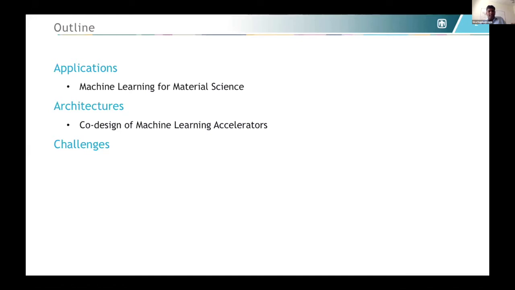The second topic that I would cover in the second half of the talk is on machine learning architectures and machine learning accelerators that are coming up quite fast, and how to co-design algorithms and these architectures so that we can use them both for machine learning use cases and for other scientific simulations as well. And finally, I'll end with a few challenges.